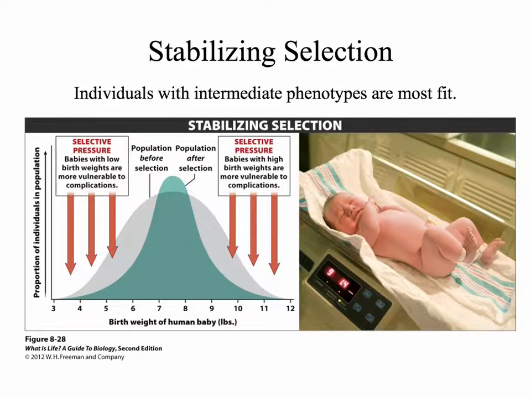We see stabilizing selection has occurred in human birth weights. If we look at very tiny babies, these are selected against. Tiny babies often are more vulnerable to complications. If we look at very large babies, they are also vulnerable to complications. So the middle weight or average size has been selected for, causing a stabilizing shift in our population.